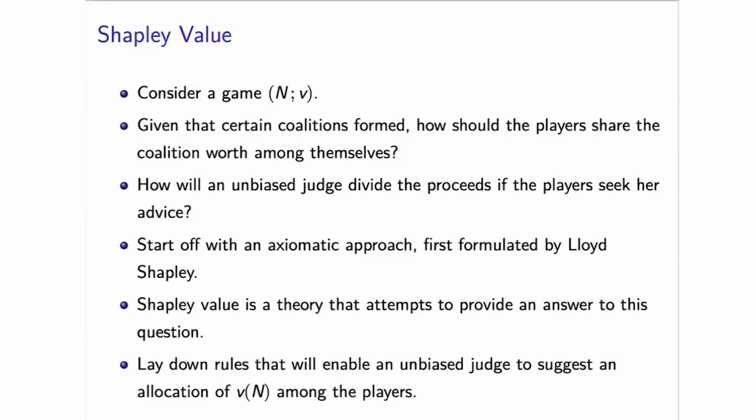So one of the answers you can have to the question the judge might pose, about how to go about dividing the proceeds of this game, is this: it lays down rules that will enable a judge to suggest a way of allocating V of N. This is the value of the coalition which consists of all the players. So this is the big picture view of what we are trying to achieve.